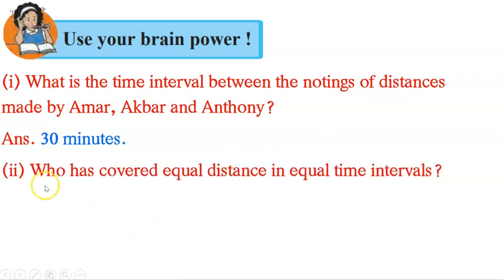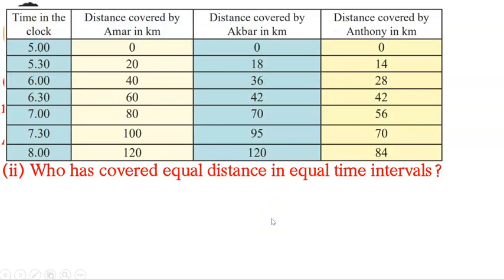What about the second? Who will have covered equal distance in equal intervals? Equal distance in equal interval. तर बघूया आपण. Now see this here. In the first interval, 5 to 5:30, the distance covered by Amar is 0 to 20, Akbar is 0 to 18, and Anthony is 0 to 14. Next, 5:30 to 6, Amar goes 20 to 40. म्हणजे 0 to 20 and 20 to 40, the difference is the same, म्हणजे 20 किलोमीटरचा आहे यामध्ये.